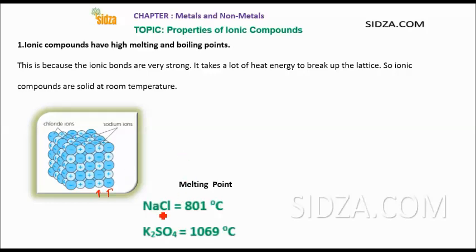Like NaCl, which is an ionic compound, contains Na+ and Cl-. The ions are very tightly held together and the melting point is 801 degrees Celsius. For potassium sulfate, it is 1069 degrees Celsius.